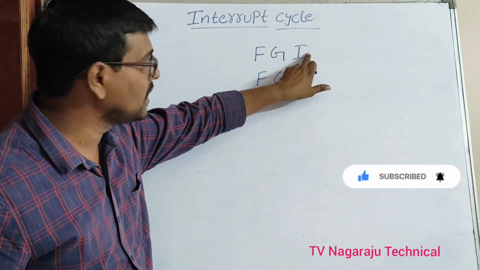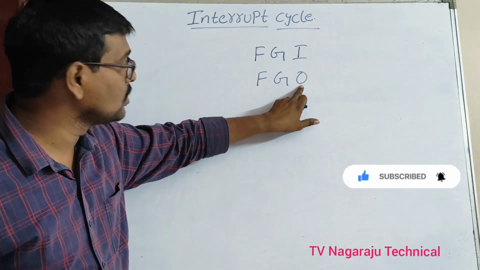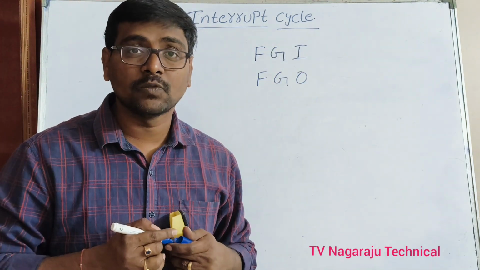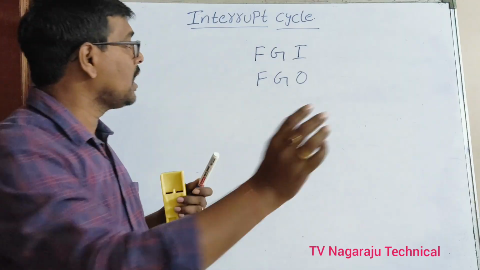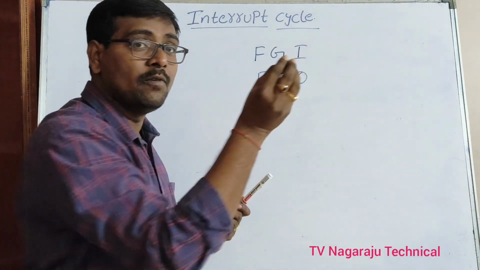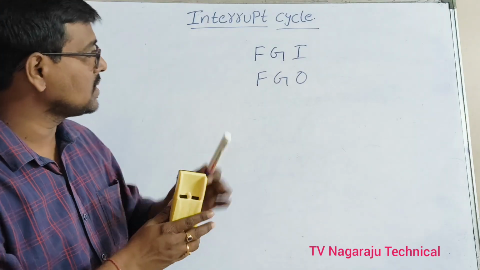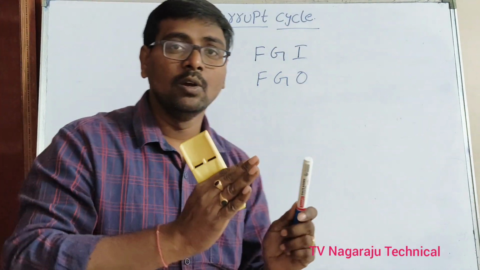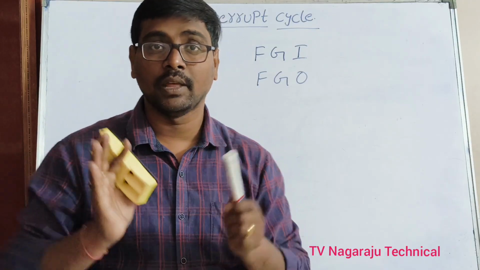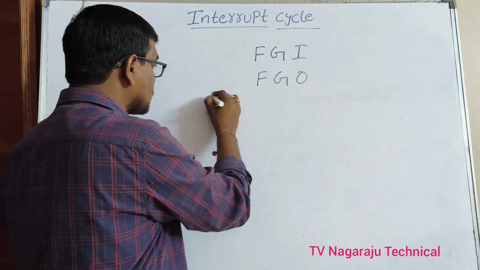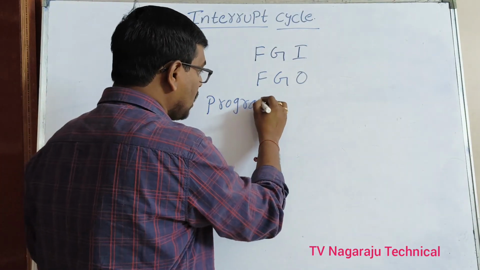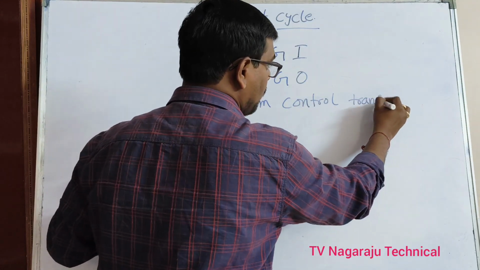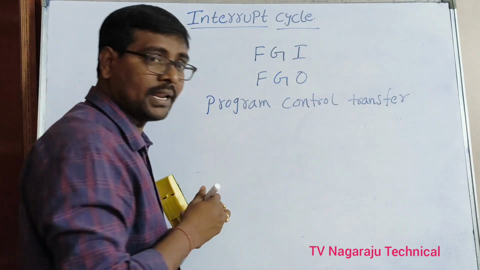This is associated with INPR. This is associated with OUTR. Now, how is the data transferred? The computer continuously checks these IO flip-flops, these IO flags. Whenever these are set, only then is the data transferred. And this approach is called program control transfer.